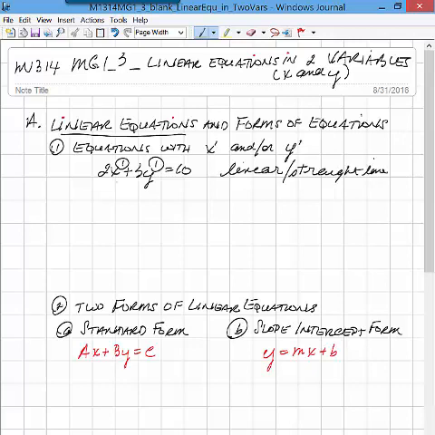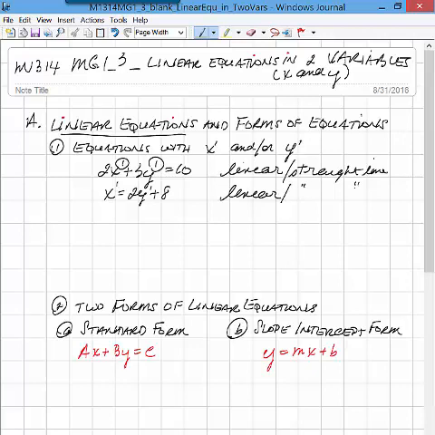So another example of a linear equation could be something like x equaling 2y plus 8. Each of the variables, x and y, are to the exponent of 1, and so long as they're to the exponent of 1, it is, yes, a linear equation, which means it's going to graph as a straight line.